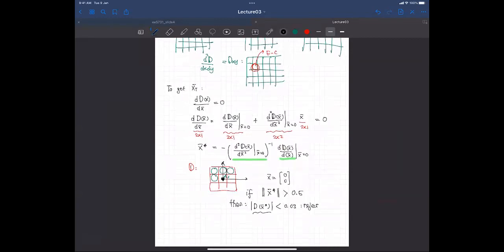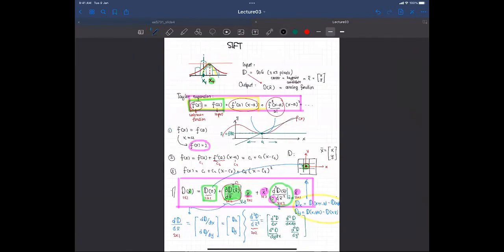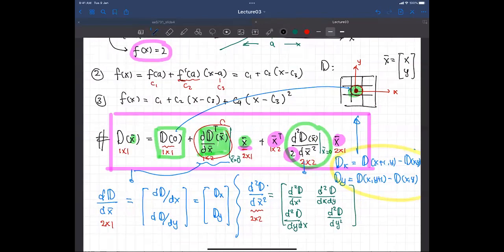So the test of the dx star is using the continuous function. So you get this D value here from this equation, using the pixel value of the nearest. This nearest one is already X star.